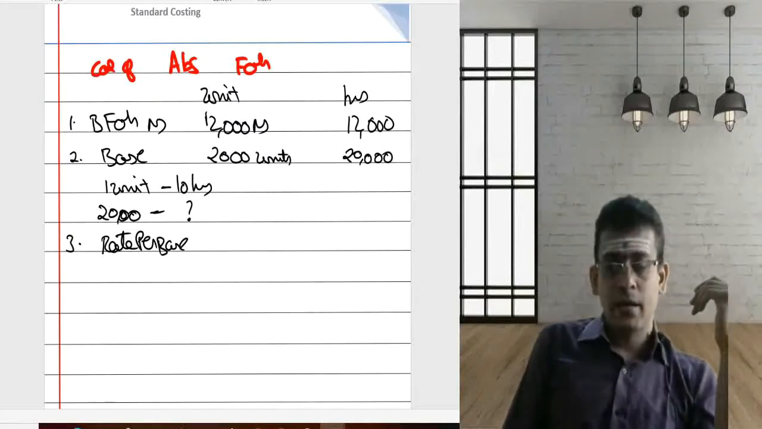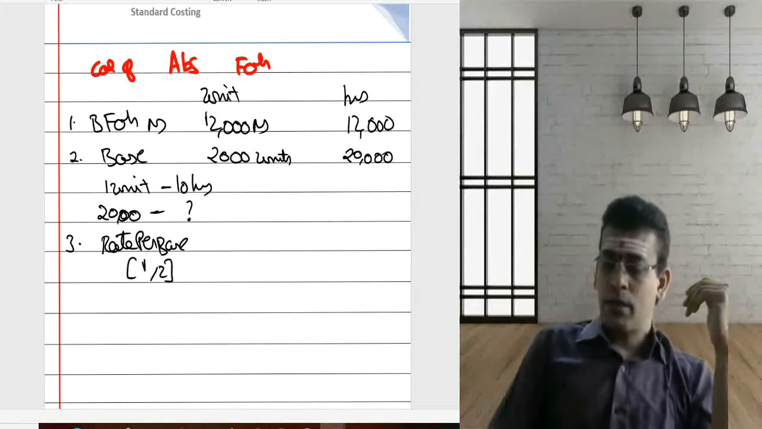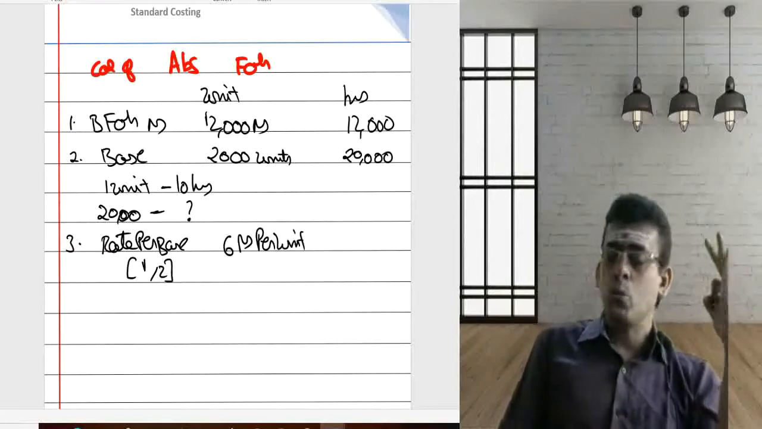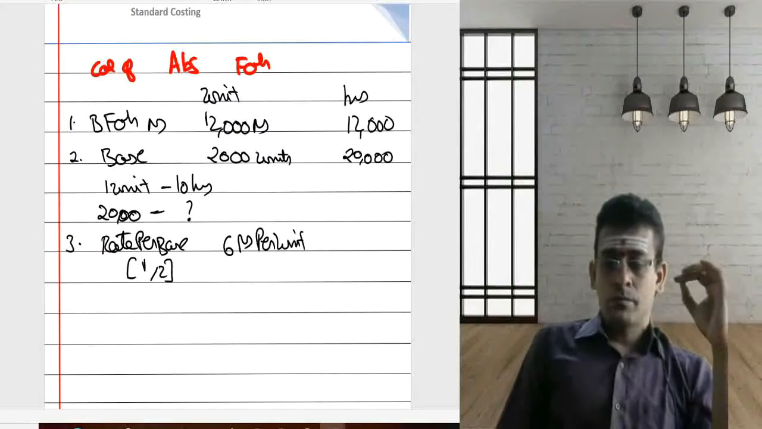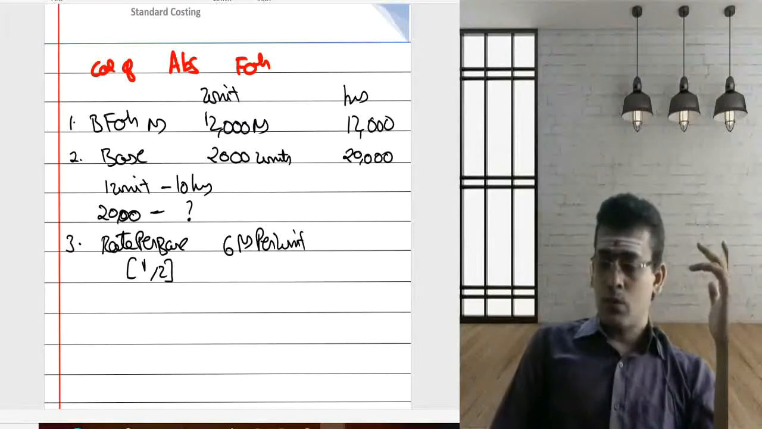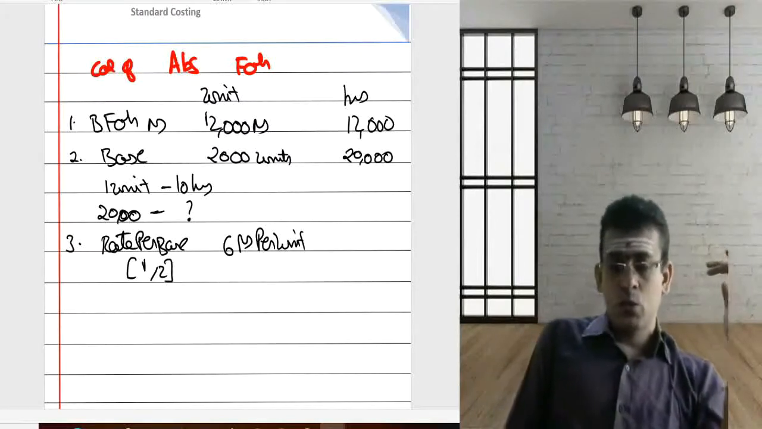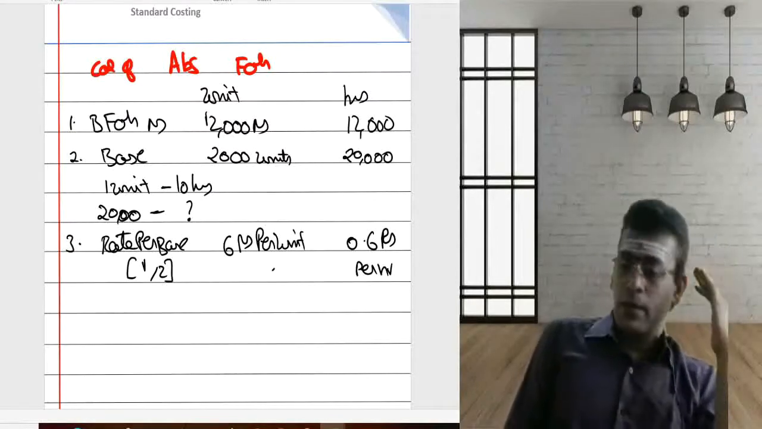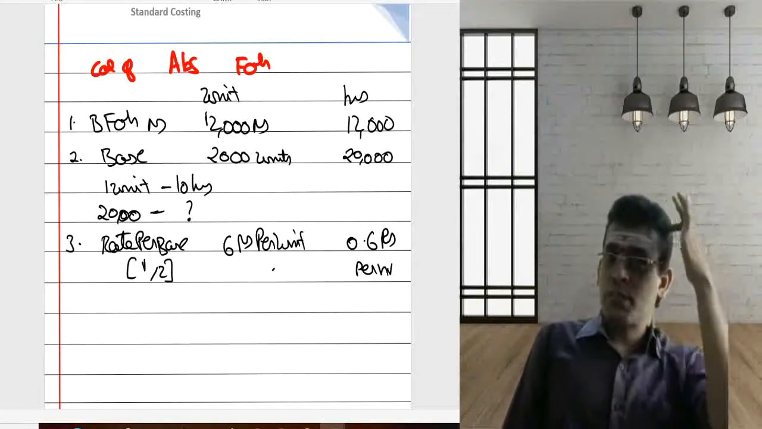Now if I calculate, how do we do this? 12,000 divided by 2,000, that is going to give you 6 rupees per unit. Now 12,000 divided by 20,000 is going to give you 60 paise per hour. So here your base was unit, you got 6 rupees per unit. Here your base is hour, you got 60 paise per hour.